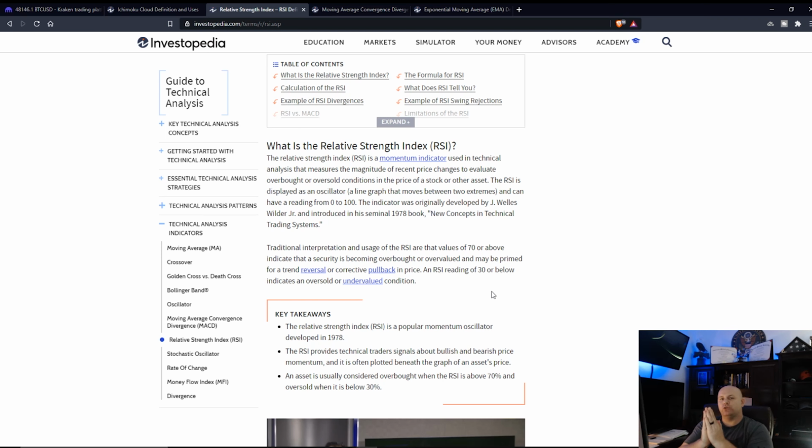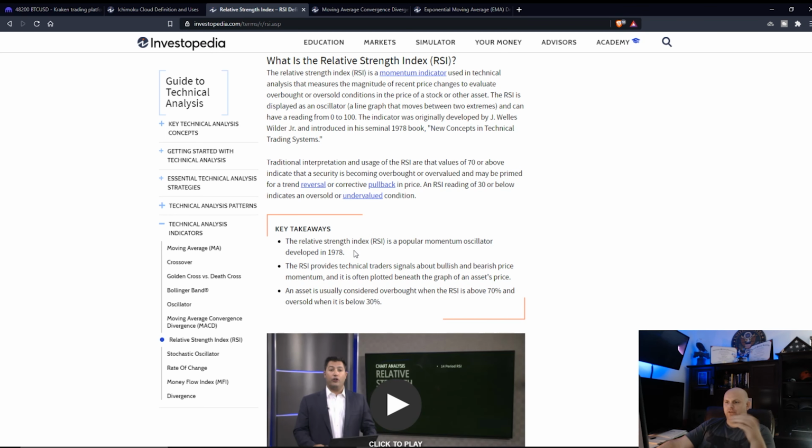Now remember, I told you to widen that a little bit to get a better conviction of when it's overbought and oversold or a pullback. You want to change those out to 75 and 35. And that's just my personal choice, what I do, and I found it works better for me. The relative strength index is a popular momentum oscillator developed in 1978. RSI is popular amongst traders for signals about bullish and bearish price momentum.